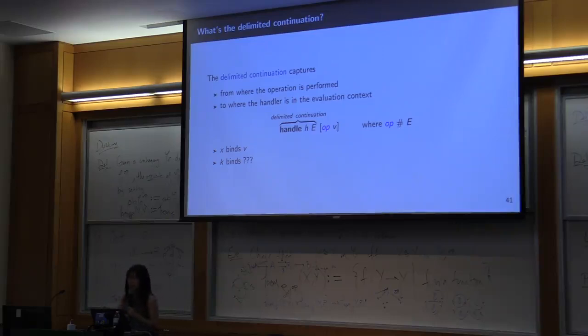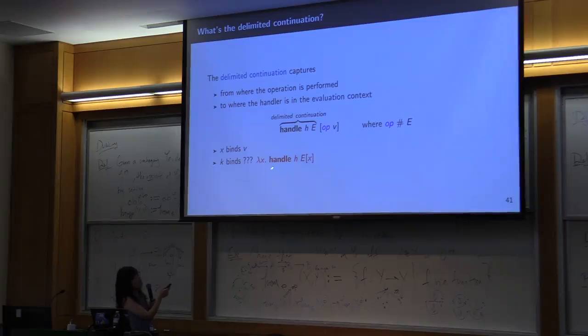We say that this k binds the delimited continuation because we can consider this k as a function. And this function says, if you give me back the result of this operation, in this case represented by x, I'm going to continue the original computation. So this is the function that says, I'm waiting for the result of this operation. And once I have it, I'm going to plug it back into the original evaluation context where this operation is performed.